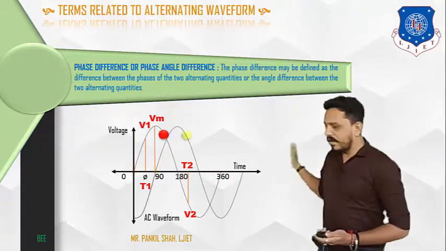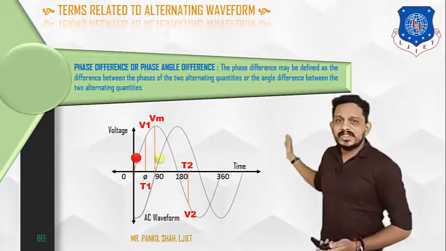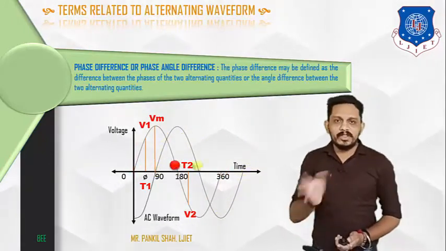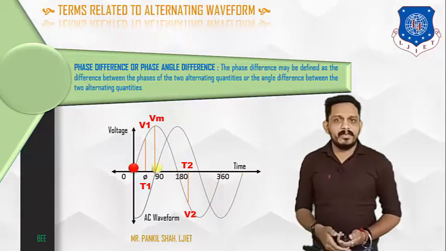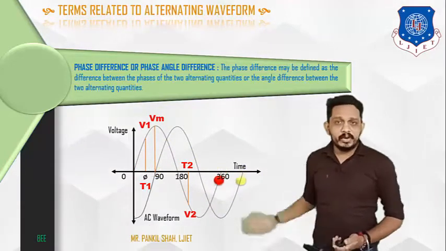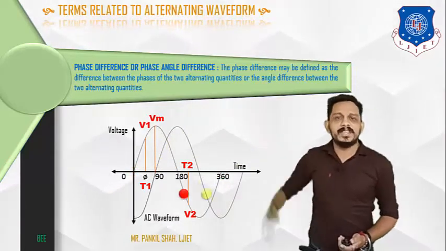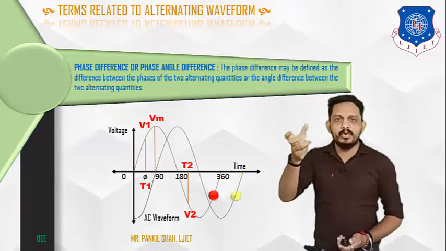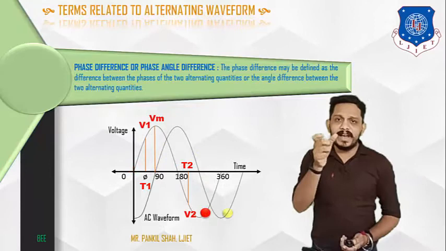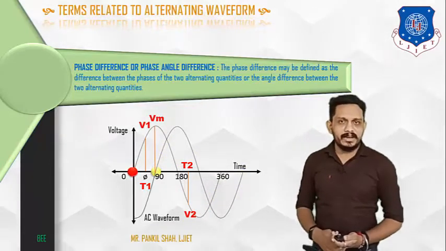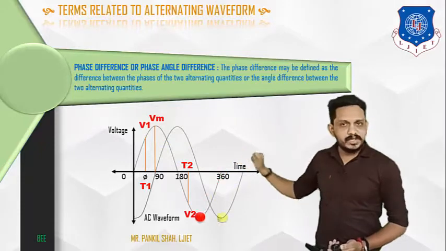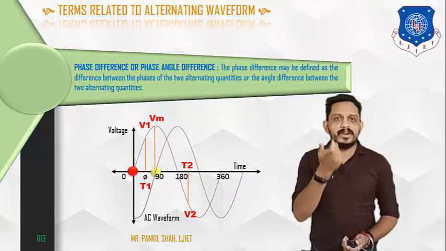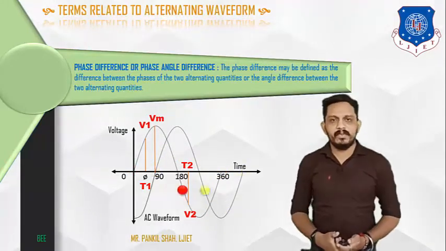You can see in these two waveforms, the first waveform has started from 0 and completed at 360 degrees. Another waveform has not started at 0 degrees, but at 90 degrees, so it will complete after 360 plus 90. So there is a phase difference between these two waveforms. What is the value of that phase difference? The first waveform started from 0, the second waveform started from 90 degrees. So there is a phase difference of 90 degrees between these two waveforms.